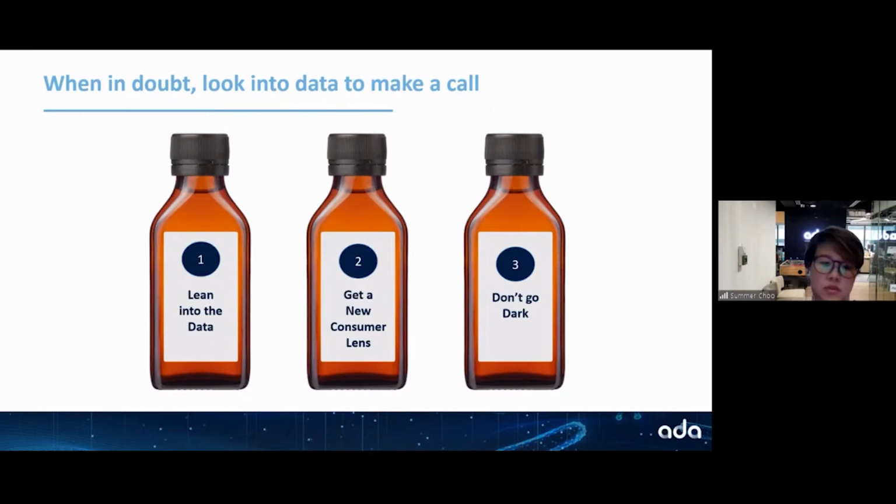And I think most importantly, do not go dark during this period of time. Make a conscious effort to infuse a bit more humanity in the kind of messaging that you share.